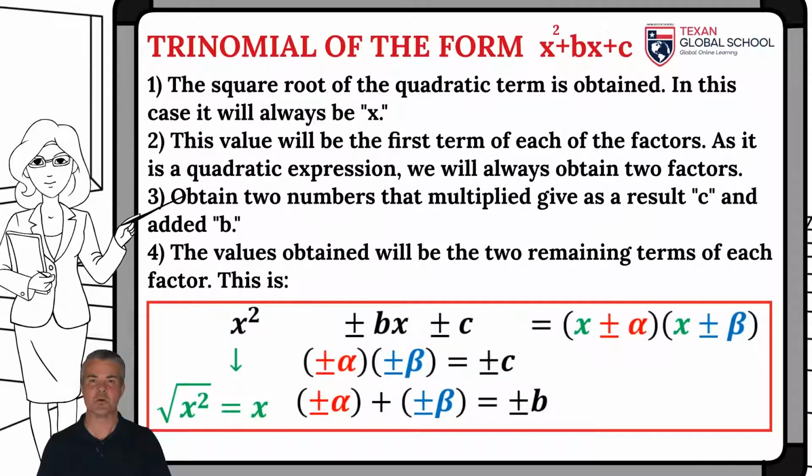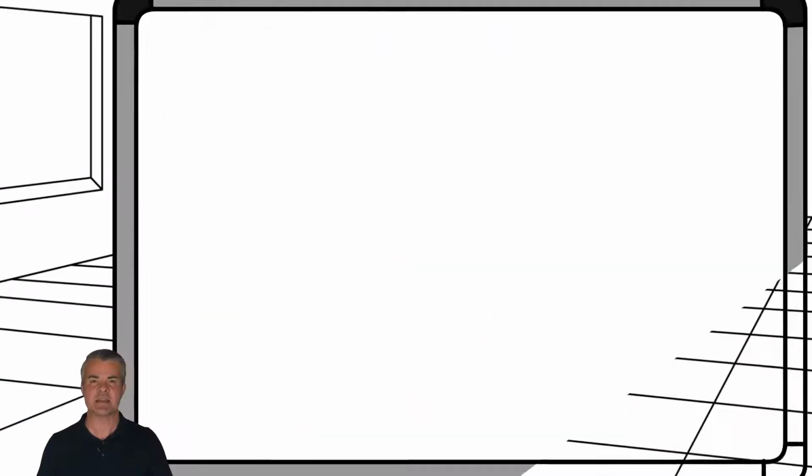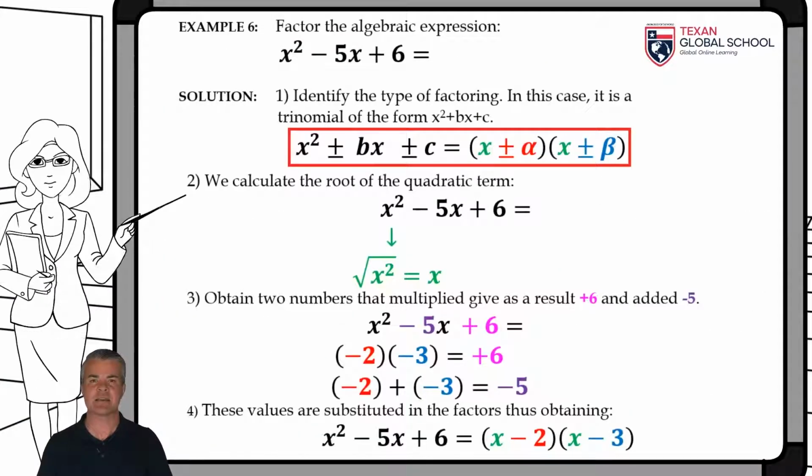Next, we look for two numbers that multiply to give the independent term and add together to give the numerical coefficient of the linear term. Let's look at an example. We will factor the indicated expression. We then see that the first term of each factor is x.